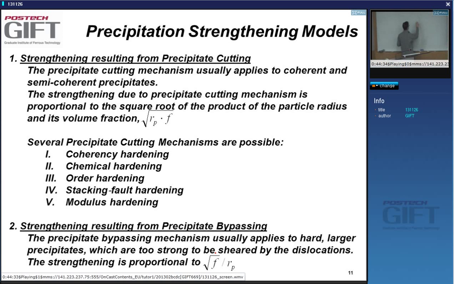So we have the cutting mechanism, and the other one is the bypassing mechanism. And here we have square root F times RP, and here we have square root F divided by RP. So you can see that it's a fundamentally different mechanism. In this case, it's good to have larger particles. In this case, it's bad to have large particles. In both cases, it's good to have a high volume fraction of particles. So this is always good, have a high volume fraction of precipitate particles.